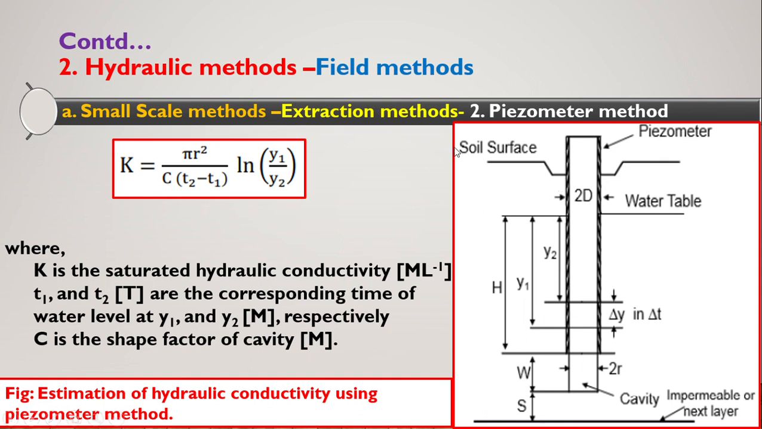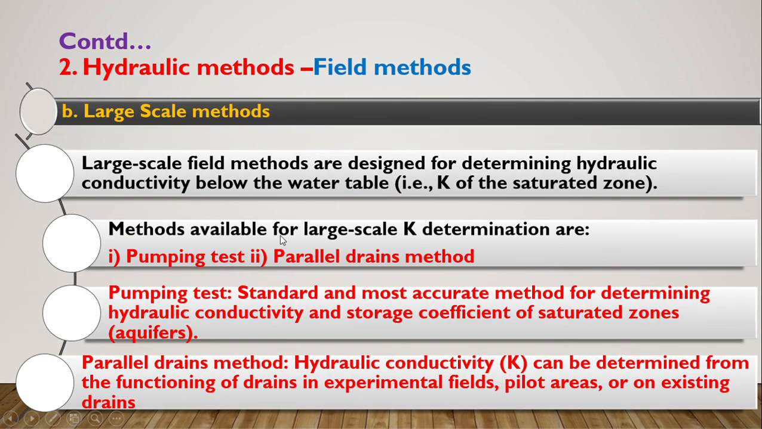It is also an extraction method. So these are the different hydraulic methods used. And till now we were discussing the small scale methods. There are also large scale methods. When a large area is there, how can we find the hydraulic conductivity? We can use two methods here. One is the pumping test and the other one is the parallel drains method.